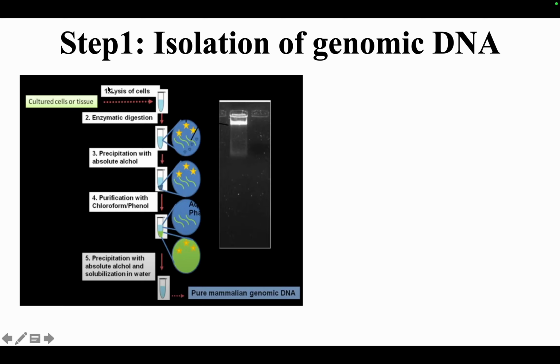As you can see, first you have to lyse the cells. You can lyse it by sonication, or you can do lysis by different lysis buffers. Chemical lysis is also possible, and mechanical lysis is also possible. If you have tissues, you have to do homogenization and then lysis of cells. Then the second step is enzymatic digestion. So why do we digest it?